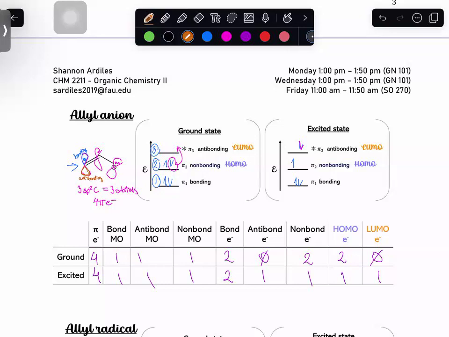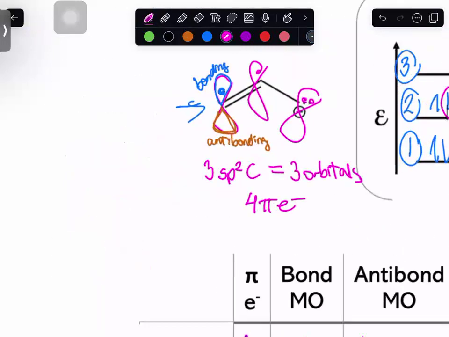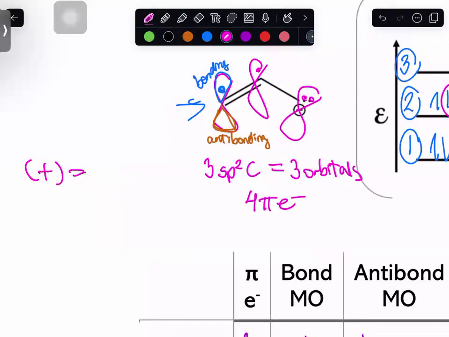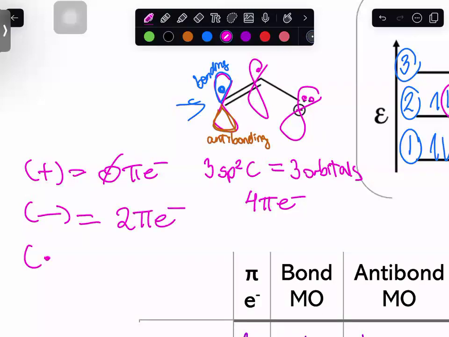Yes. The anion provides 2 pi electrons. So let's do a little cheat sheet in this case. Whenever you have a carbocation, it doesn't give you any pi electrons. If you have an anion, it gives you 2 pi electrons. What if you have a radical? Just one. That's it.